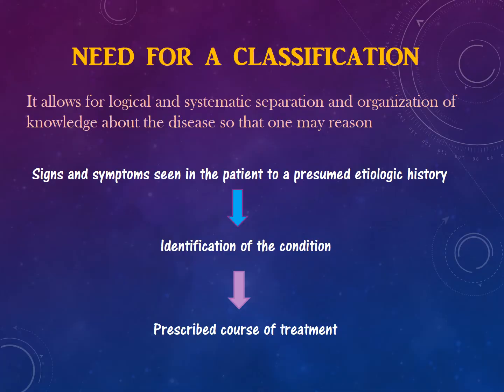A need for a classification. A classification allows for logical and systematic separation and organization of knowledge about the disease so that one may reason from the signs and symptoms in the patient to a presumed etiological history, and from the presumed etiological history we will be able to identify the condition, and then that will finally lead to the prescribed course of the treatment.